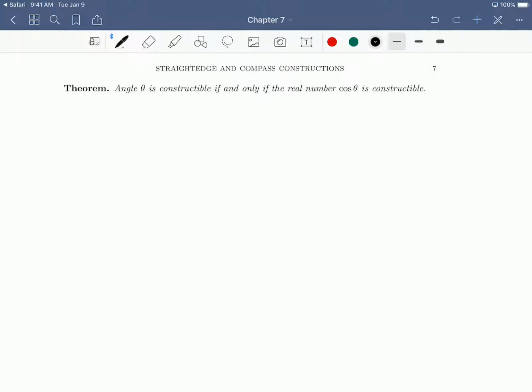So it turns out that our idea of constructing real numbers, of constructing lengths, is all we really need to talk about in order to get our hands on angles very easily. So this theorem that we're about to prove says an angle theta is constructible if and only if the real number cosine theta is constructible. So in order to talk about whether we can construct an angle, all we need to do is talk about the cosine of that angle and whether we can construct that length.